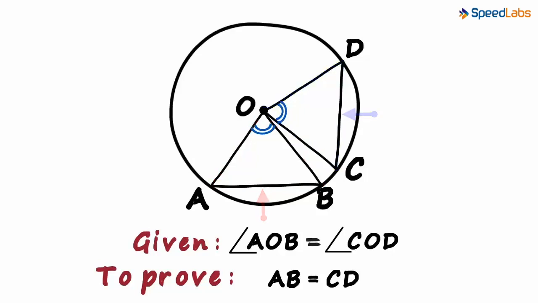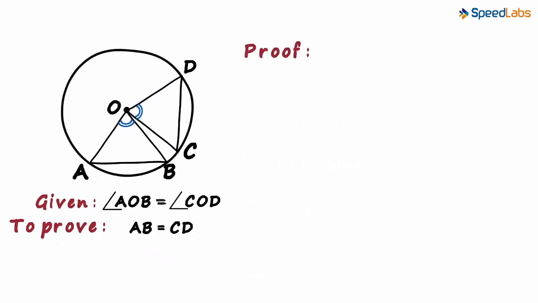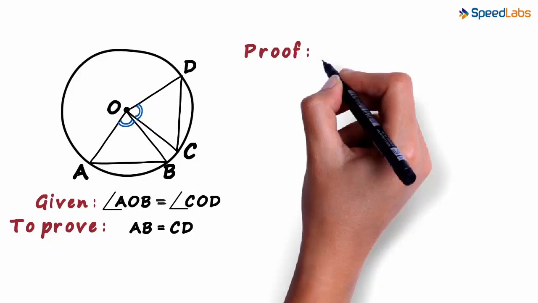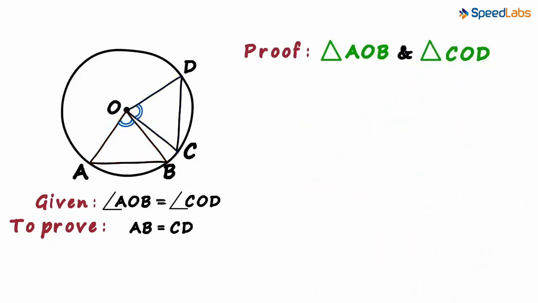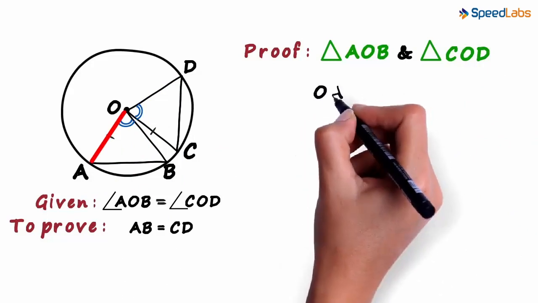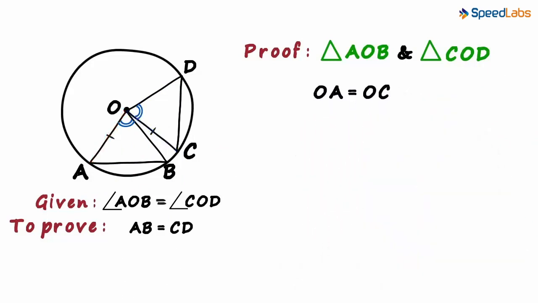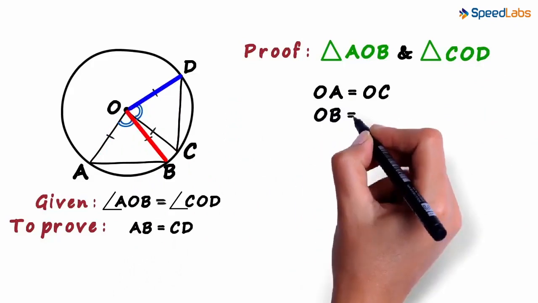The congruence condition we are going to use is also very evident from the diagram. But let's write the proof systematically. We will focus on triangle AOB and triangle COD. These two sides are equal as they are the radii of the circle. We write OA is equal to OC. These two sides are also the radii of the circle, which gives us OB equal to OD.